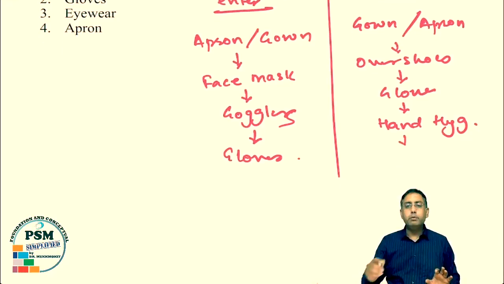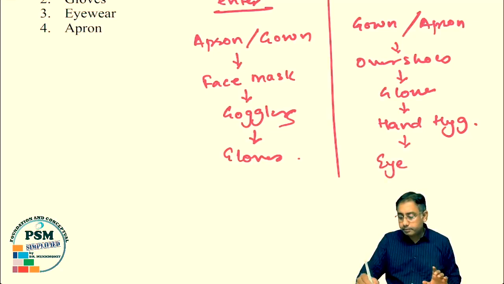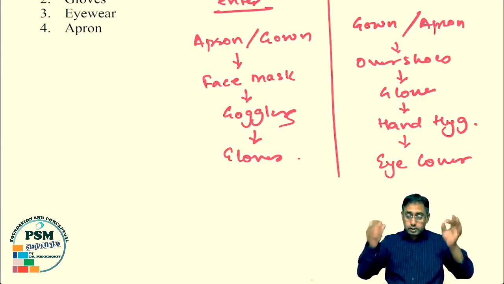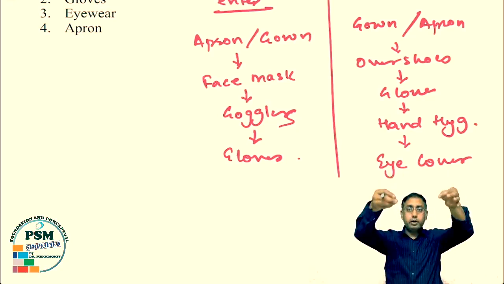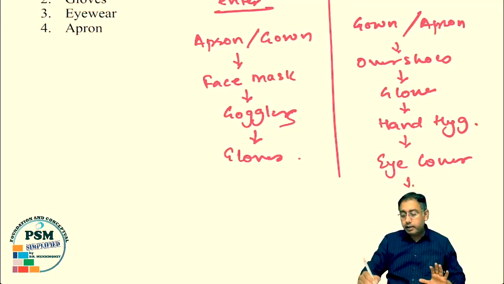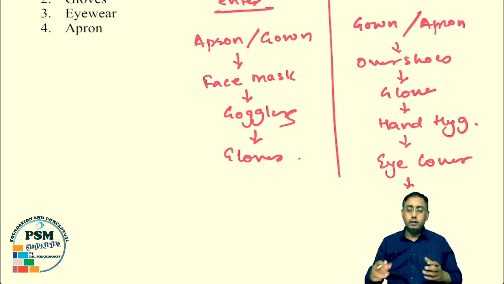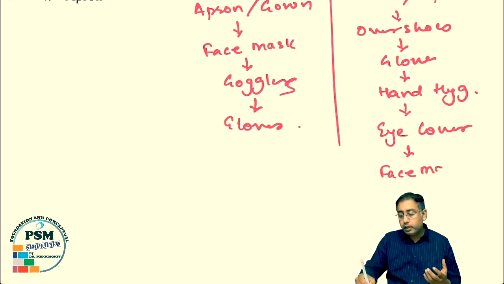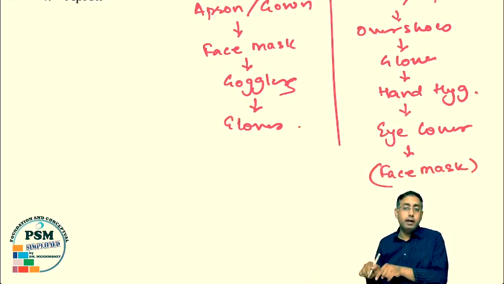Now after this, you remove the eye cover, and in the last, you remove the face mask. So you remove the eye cover or the goggles first, and from behind, you need to take them off like this. So from behind, you just take them off. And then in the last, the protocol says that you need to remove the face mask also. The face mask is usually removed not inside the isolation room.